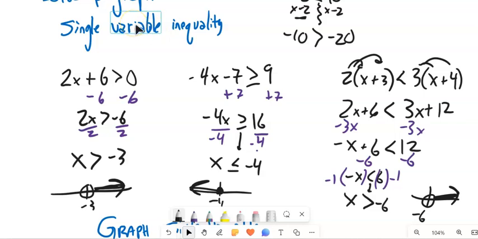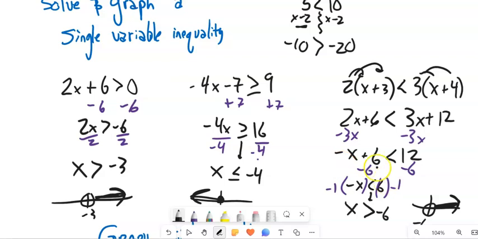Again, the trick with these, the relationship with these, is to make sure that if you multiply or divide by a negative, you switch the inequality.